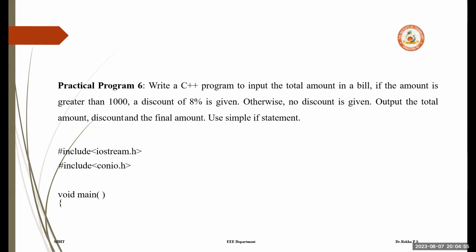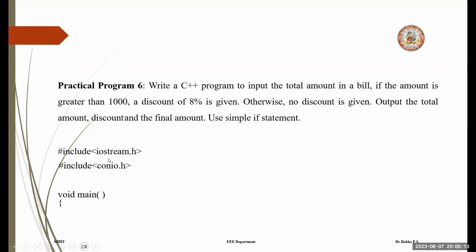If the amount is greater than 1,000, a discount of 8% is given. See here, there is a condition. Otherwise, no discount is given. Output the total amount, discount, and the final amount. Use simple if statement. That's what the condition has told.